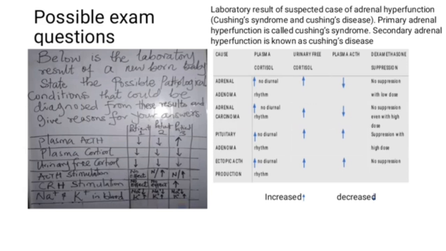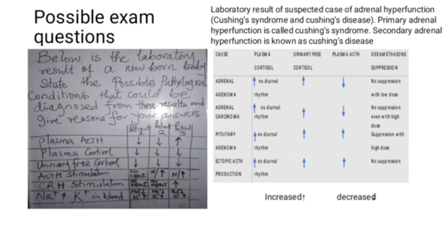Okay, so look at it here. Either you say this is a case of secondary adrenal hypofunction, or secondary adrenal insufficiency, or secondary Addison's disease. Or you can say Addison's disease. Okay. So it is just secondary adrenal hypofunction.